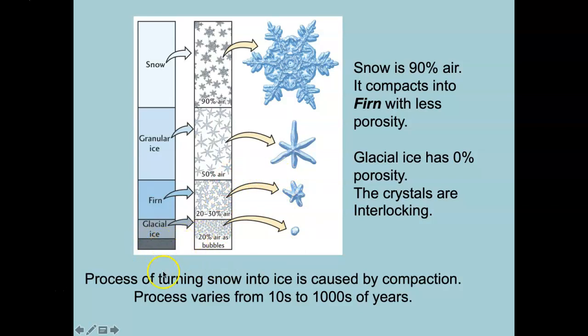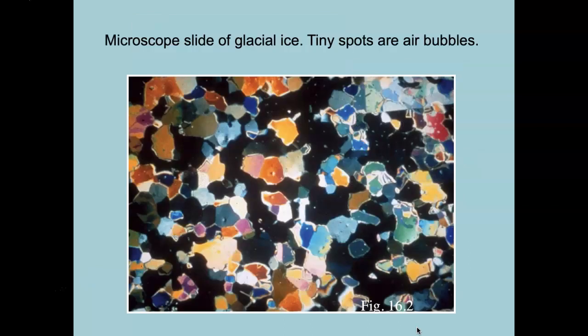Okay, this is the process of turning snow into ice. It's caused by compaction, and the time frame varies from tens to thousands of years for getting that fluffy snow down to hard interlocking glacial ice with zero porosity. This is what a thin section or microscope slide of a glacier looks like. The little bits on here that look like little craters, those are air bubbles.